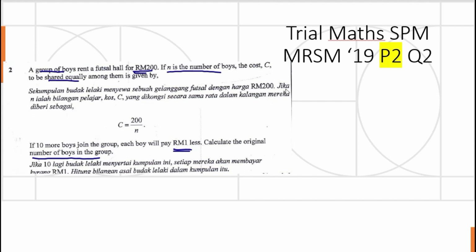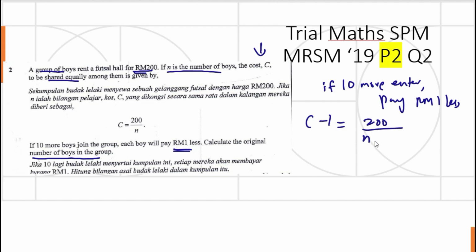So we know C is cost. So if 10 more enter, they pay RM1 less. So cost minus 1 is equal to 200 divided by n plus 10 new students. So we know C is equal to 200 over n. So 200 over n minus 1 is equal to 200 divided by n plus 10.